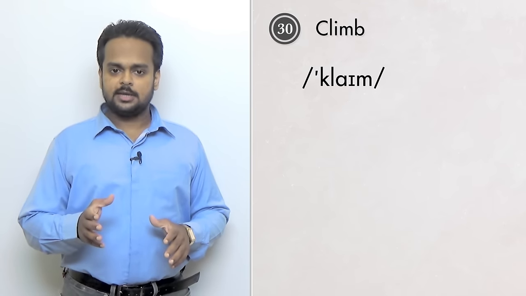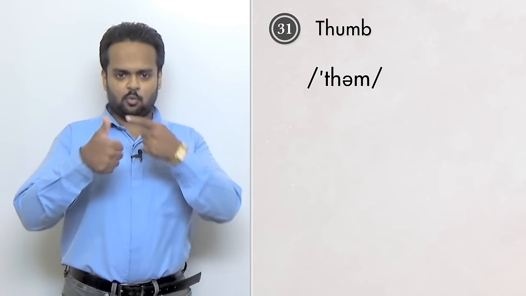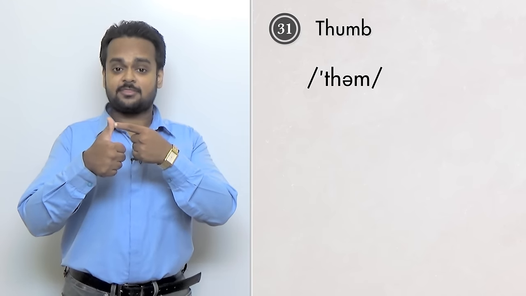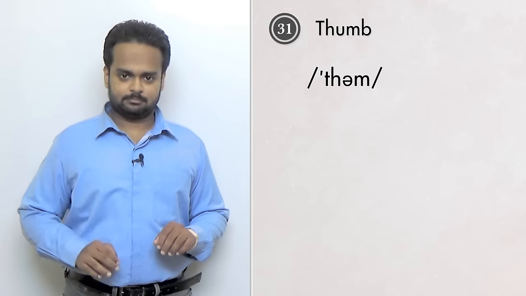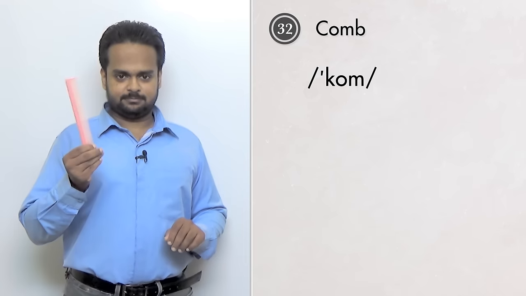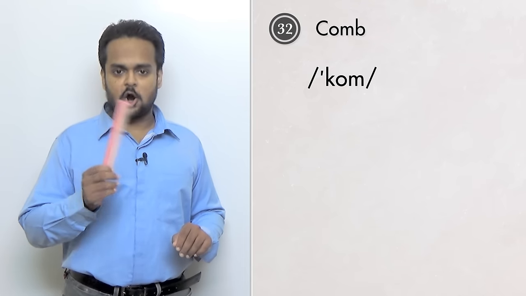A quick note, in the pronunciation symbols that you see on the screen, the AI is an I sound, not an A sound. So the word is climb. By the way, what's this? This is my thumb. It's not my thumb. It's pronounced thumb. And what about this? This is a comb. Not a comb, a comb.